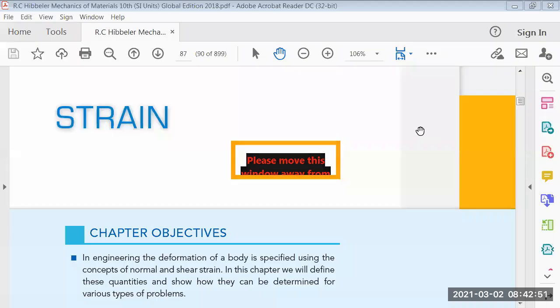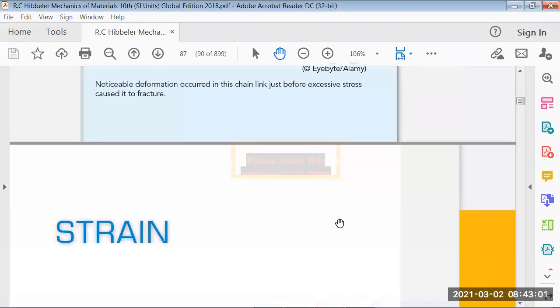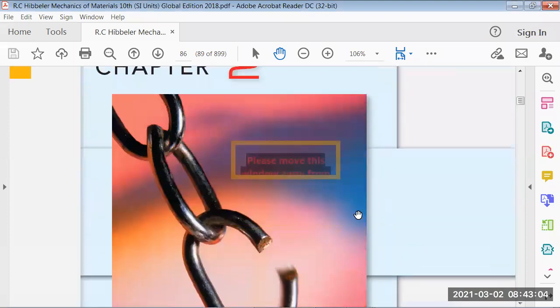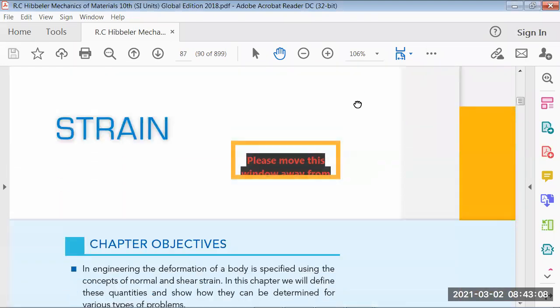Today's topic is about strain. So we need to understand the definition of strain. Today's topic is strain. Strain is the second chapter, chapter two of the book.